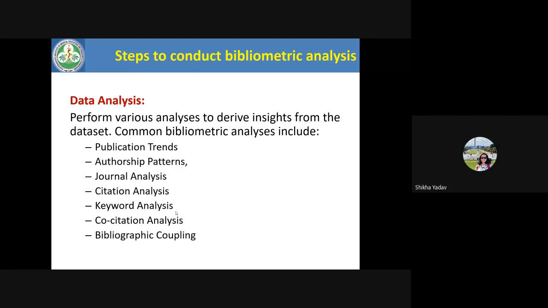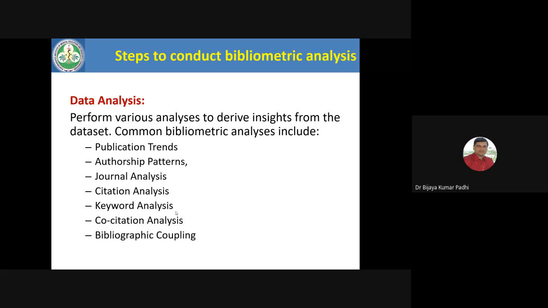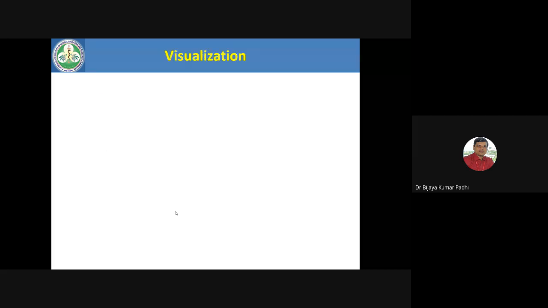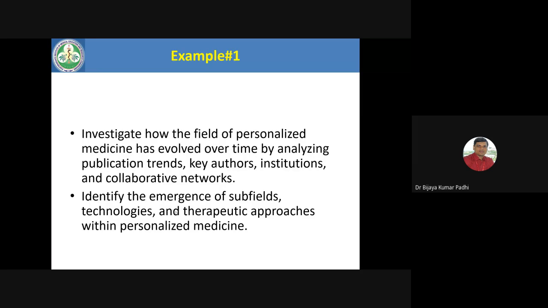So after this analysis, since this is a visual analysis, we have to produce some visually appealing graphs or figures or tables. So the next step is visualization of the analysis. Create a visualization to effectively communicate your findings. Common visualization types include bar charts, line graphs, network graphs, and word clouds.